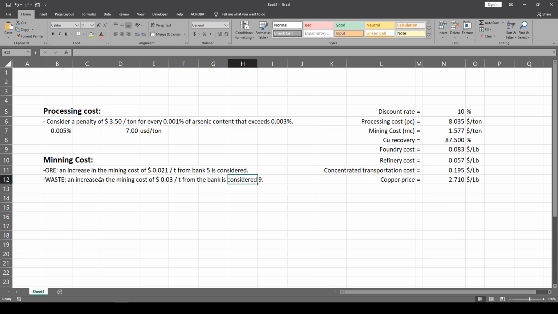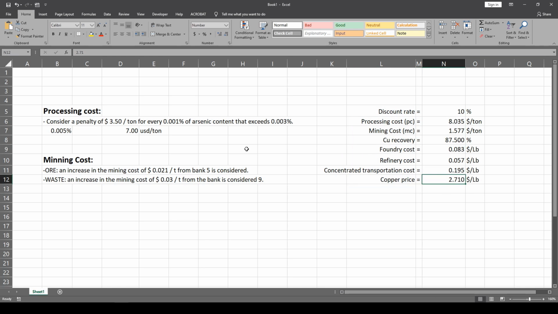Then we have the mining cost, an incremental cost as we go deeper and deeper, for the ore and for the waste. Here we have some economic variables as well: the discount rate, that is 10%, processing cost, mining cost, copper recovery, foundry cost, refinery cost, concentrator and transportation cost, and copper price at a time.